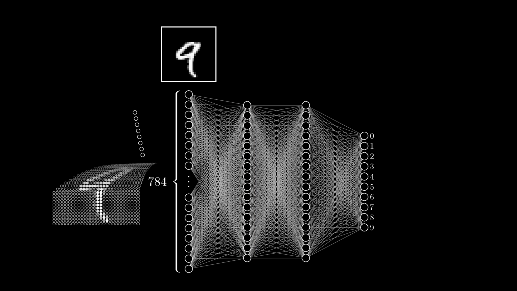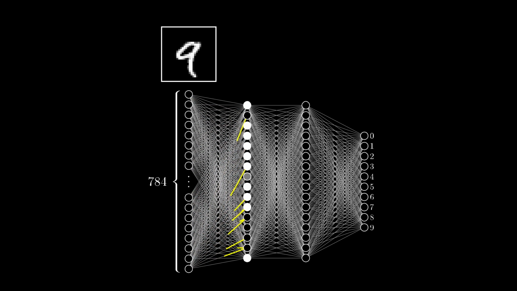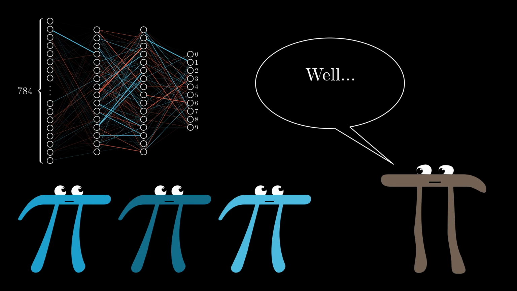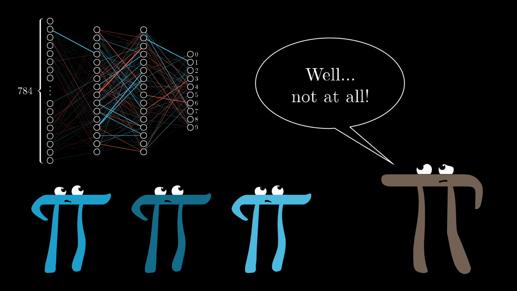Originally, the way that I motivated this structure was by describing a hope that we might have, that the second layer might pick up on little edges, that the third layer would piece together those edges to recognize loops and longer lines, and that those might be pieced together to recognize digits. So, is this what our network is actually doing? Well, for this one at least, not at all.